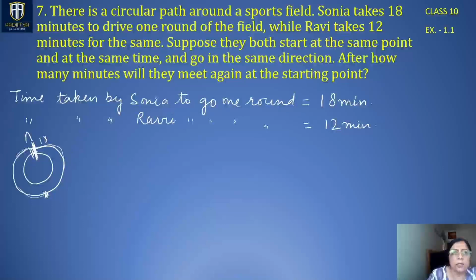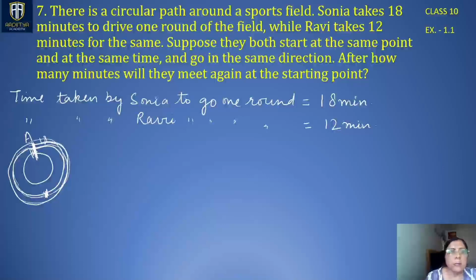Like they are starting at the same position A. After 18 minutes, Sonia will finish one round. But Ravi is taking less time to complete one round. So if Ravi and Sonia both start, after 12 minutes, Ravi will complete this round, and in the next 6 minutes he will be here. He will be ahead of Sonia because he is driving fast, right? But now in the second round, Sonia will complete it in the next 18 minutes. So after 36 minutes, Sonia will again be here. But now Ravi is taking 12 minutes to complete this round. So in 12 minutes, it will be one round. In 24 minutes, it will be second round. In 36 minutes, it will be third round.